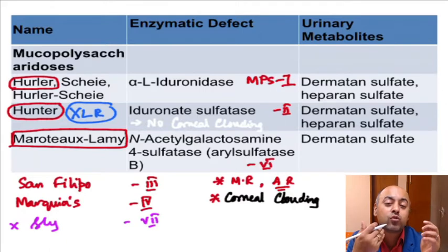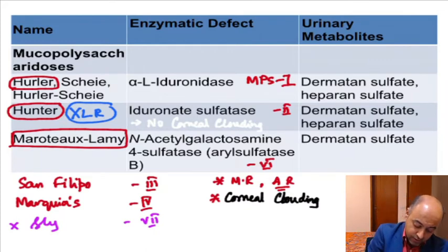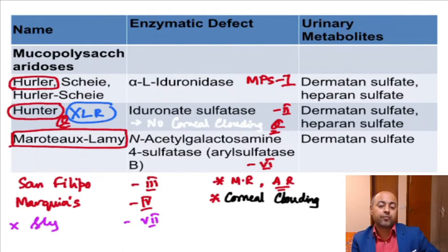Obviously, when he is going to go for hunting, he will need clear eyes, right? So corneal clouding is not there in Hunter's, whereas in others you will see corneal clouding, mental retardation, and autosomal recessive inheritance pattern. For Hunter's, it is X-linked recessive along with no corneal clouding.